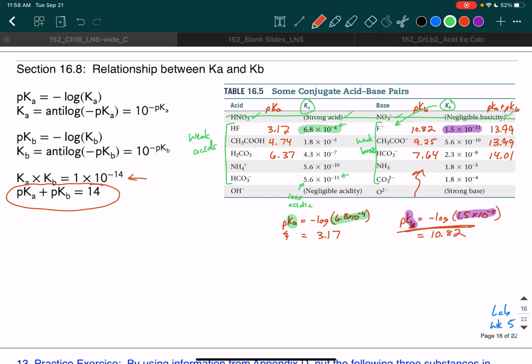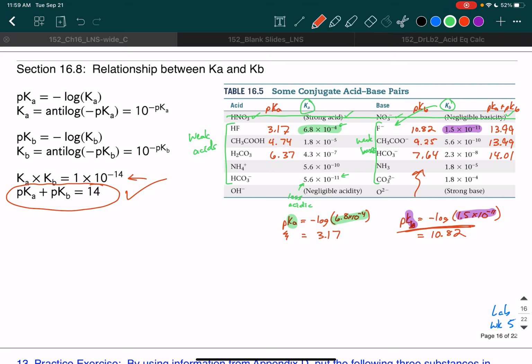You don't really see many tables of pKb values because you have this equation that allows you to calculate pKb from the pKa of the acid. Anyway, pKa, pKb, what we're going to talk about.